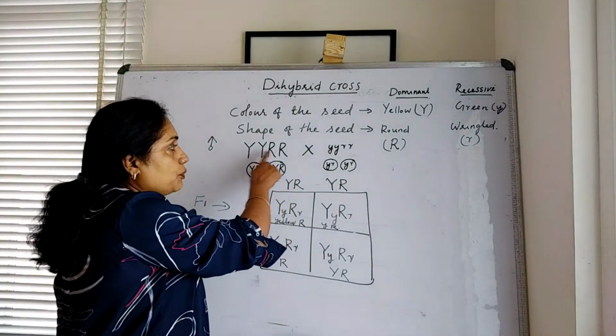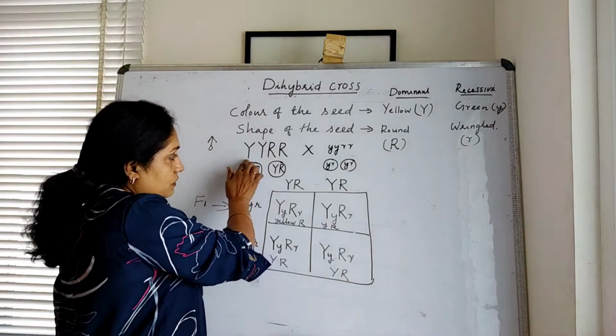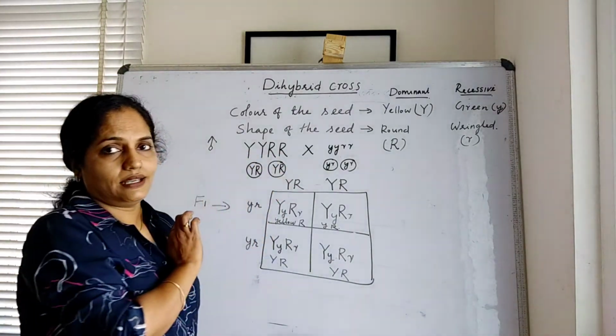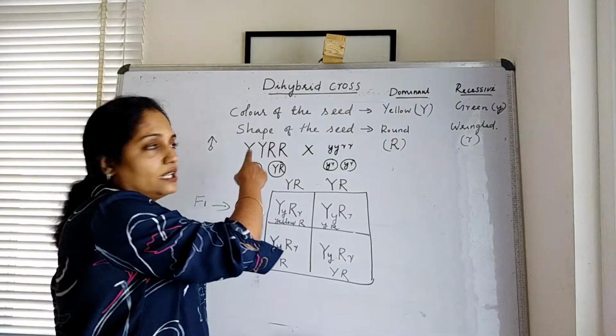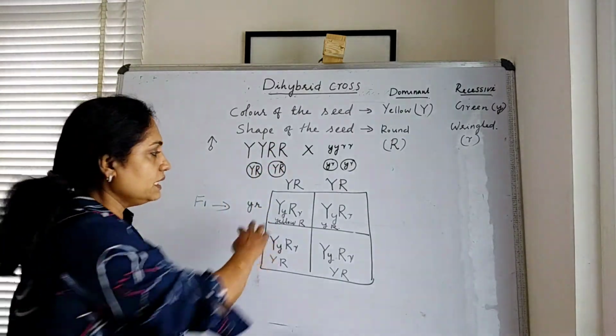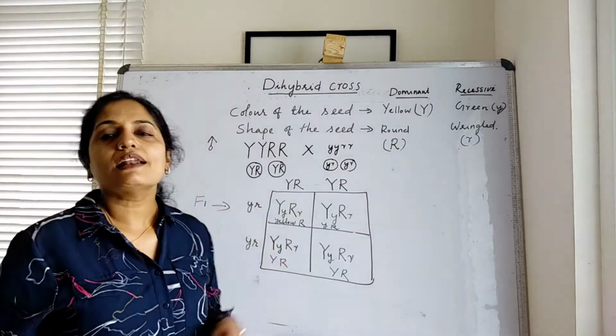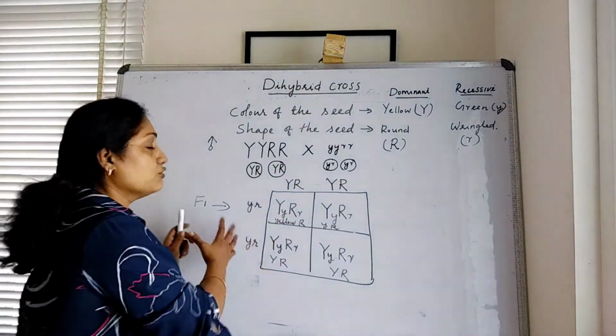Their parents were purebred because only capital Y and capital R is present there in the case of variants or alleles. But here the variants or alleles are different. So these plants are hybrid. This is the F1 generation.